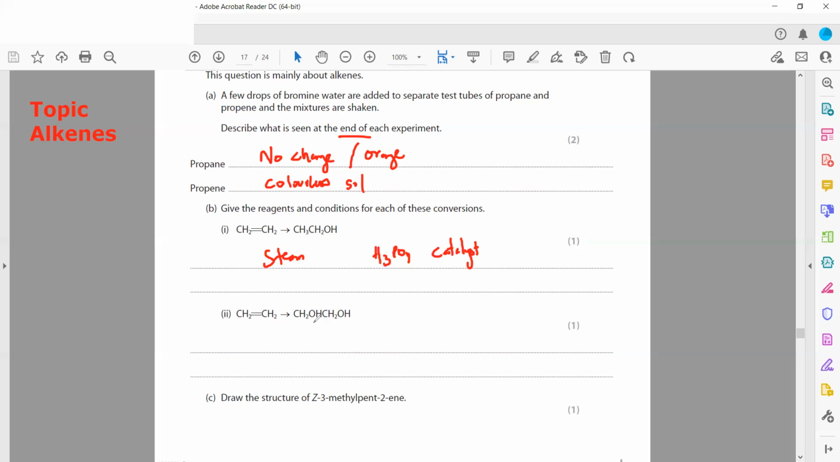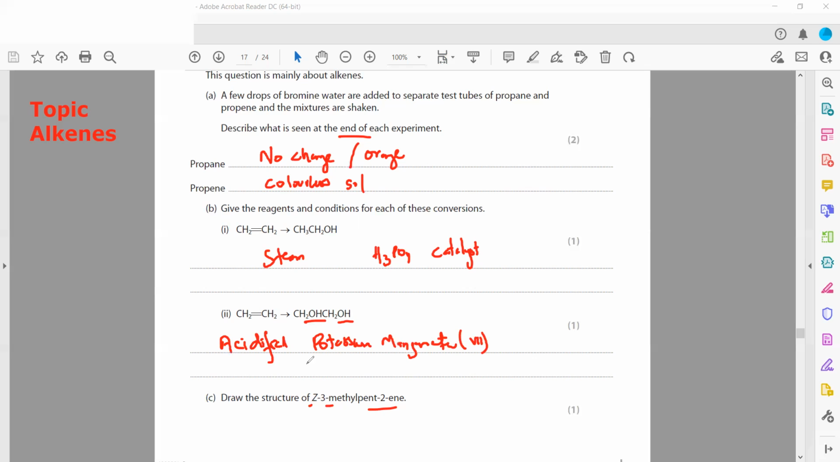Then alkene is converted into diol. So if alkene is converted into diol, what do we need? We need potassium manganate(VII), acidified potassium manganate(VII), I can also say. So here we need acidified potassium manganate(VII).